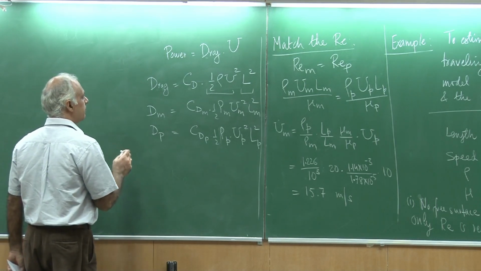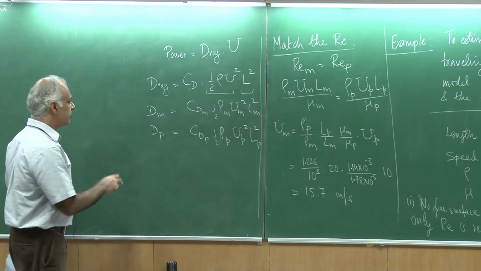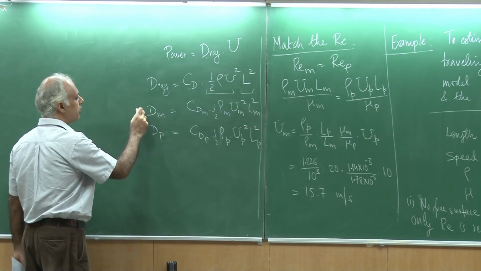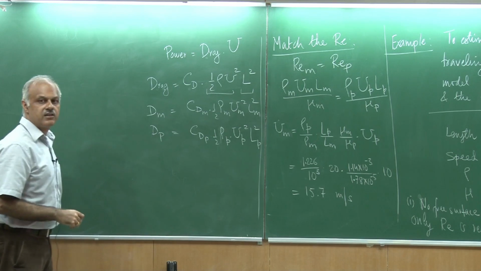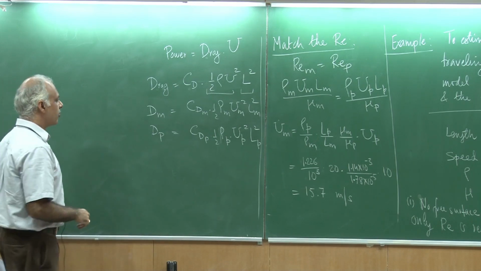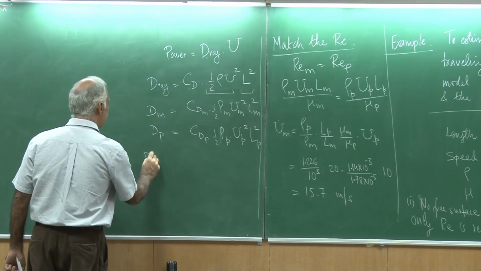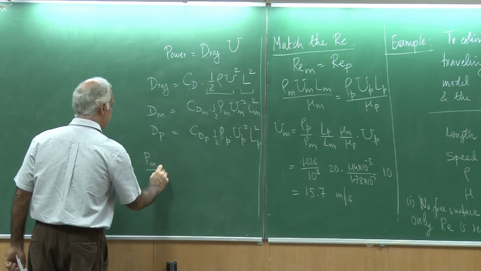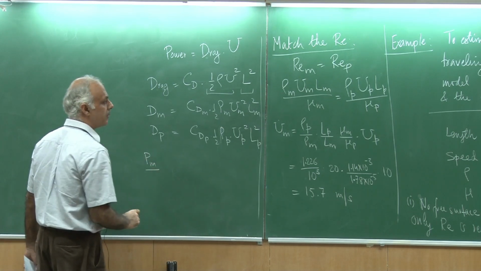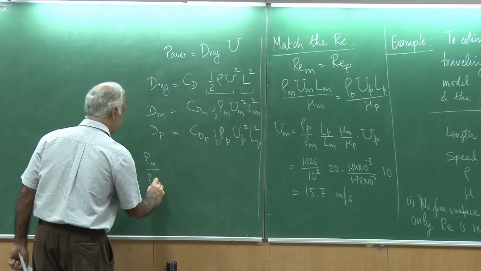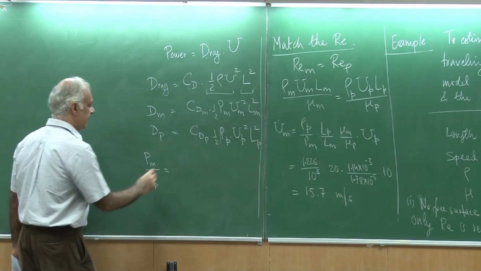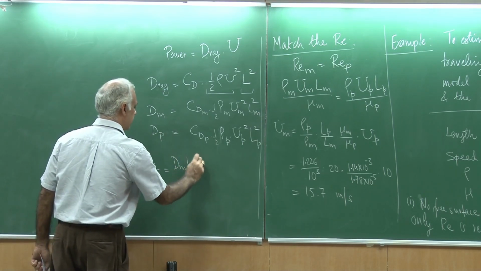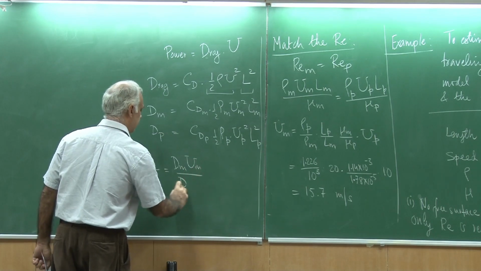If I want to get the power, then I would have to multiply both these expressions with velocity. Okay. So if I want to get power on the model divided by power on the prototype, then that would be dm times u model over dp times u prototype.